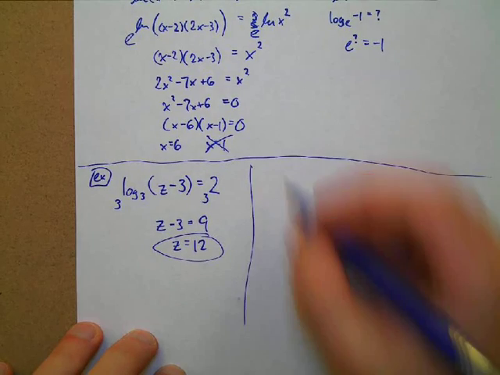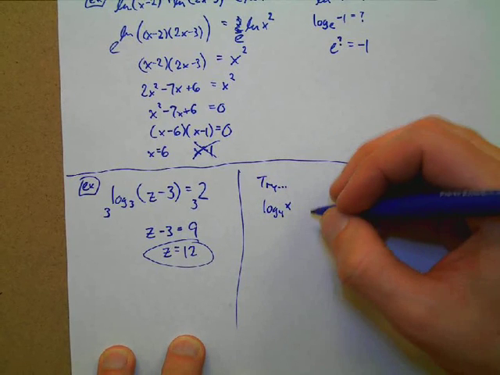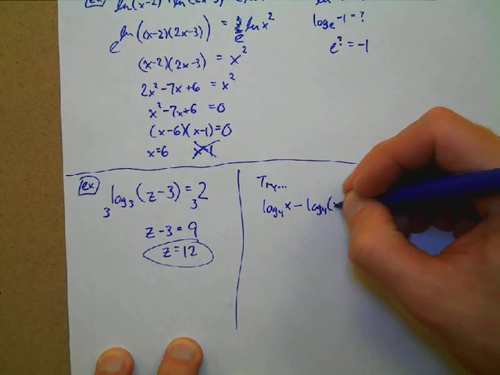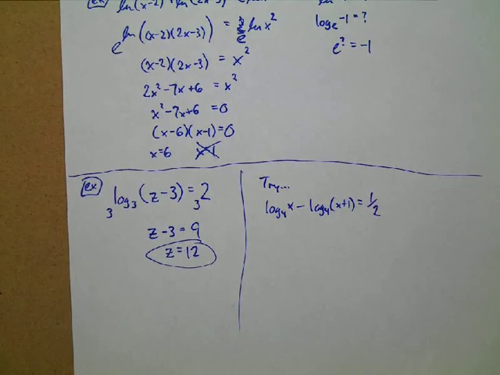Log base 4 of x minus log base 4 of x plus 1 equals 1/2. Feel free to use your calculator if you need to convince yourself that you're right.